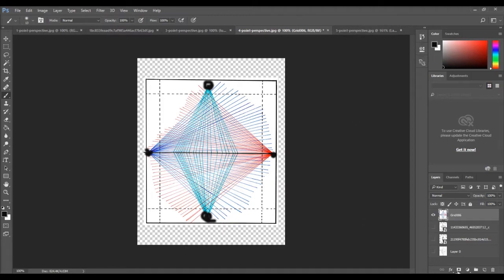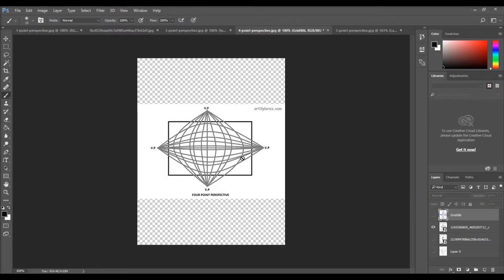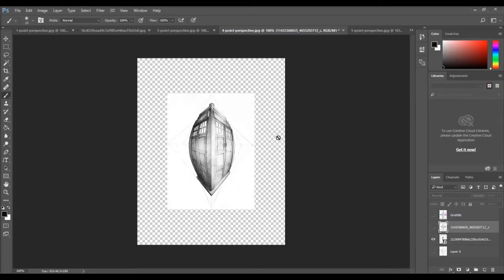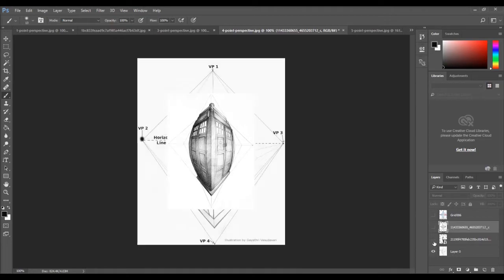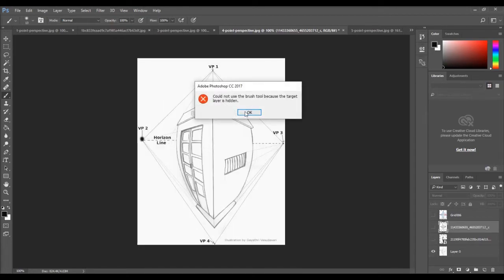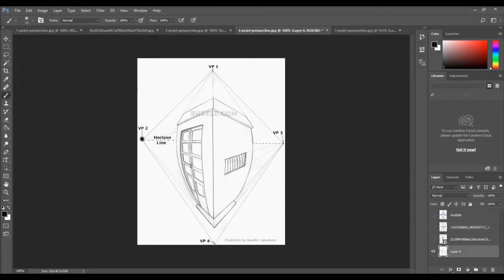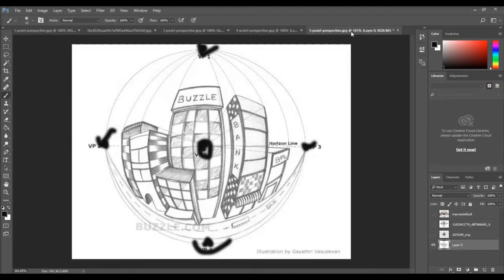Okay, we can see another example. Here you can see vanishing point 1, vanishing point 2, vanishing point 3, vanishing point 4. So this is called 4-point perspective. Here again you can see 4-point perspective, with vanishing points 1, 2, 3, and 4. Next we go on to 5-point perspective.